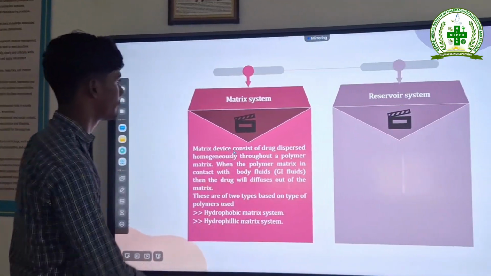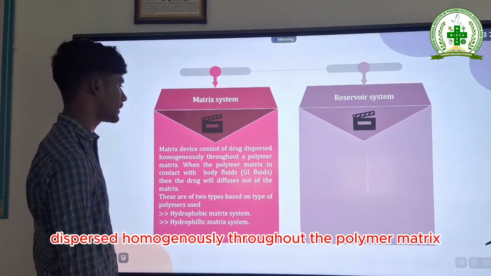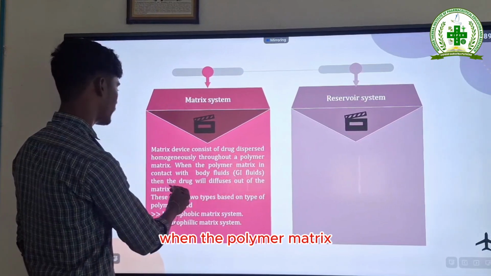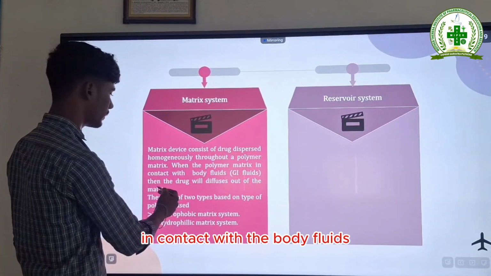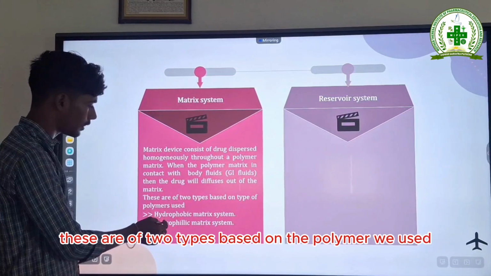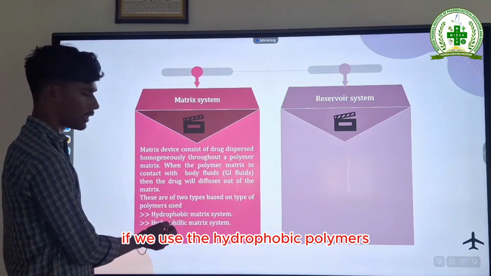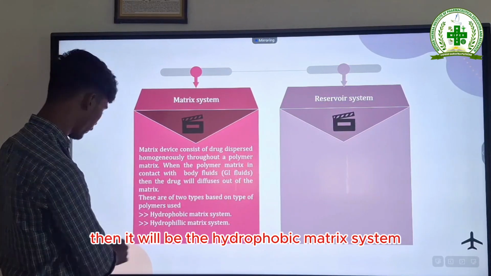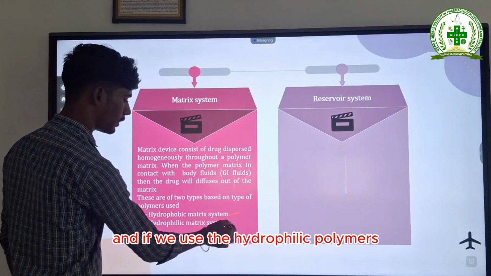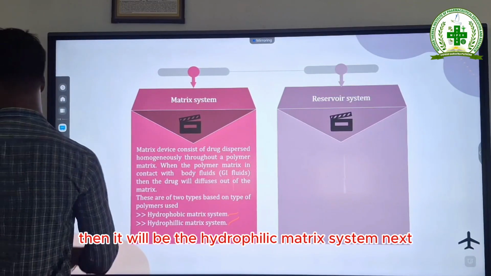Matrix system. Matrix is a device consisting of drug dispersed homogeneously throughout a polymer matrix. When the polymer matrix comes in contact with the body fluids, the drug will diffuse out of the matrix. These are of two types based on the polymer we use. If we use hydrophobic polymers, then it will be the hydrophobic matrix system, and if we use hydrophilic polymers, then it will be the hydrophilic matrix system.